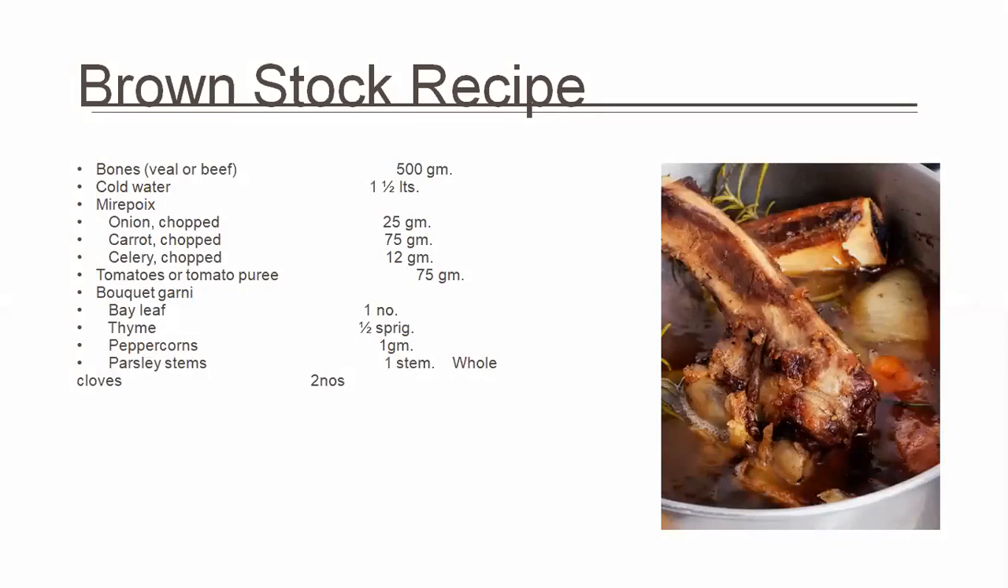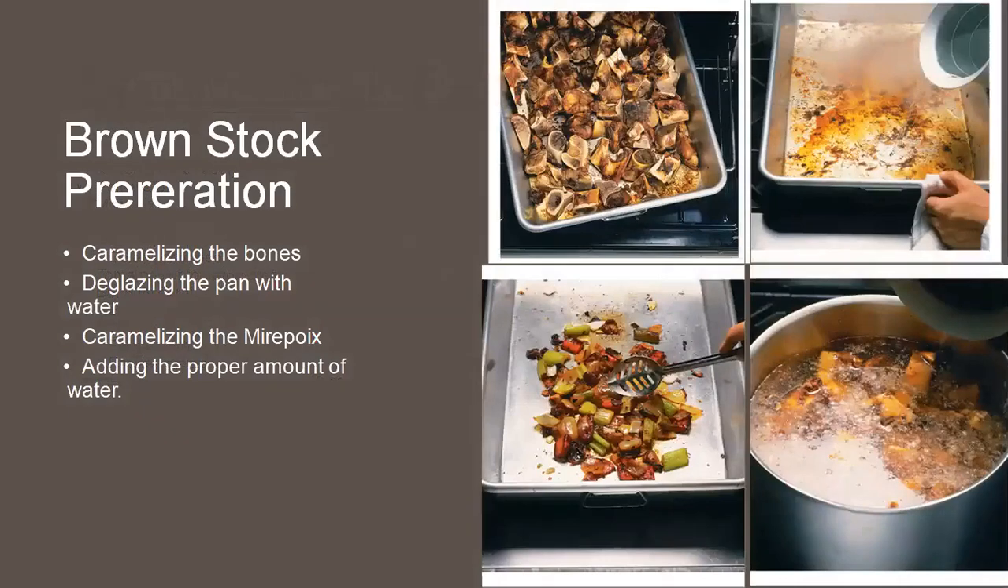Over here, we are using the bones of veal or beef, cold water, again mirepoix, and tomatoes or tomato puree, which enhances the brown color. Bouquet garni, in that we are using bay leaf, thyme, peppercorn, parsley stem and cloves. This is the basic recipe. We'll move to the method over here.